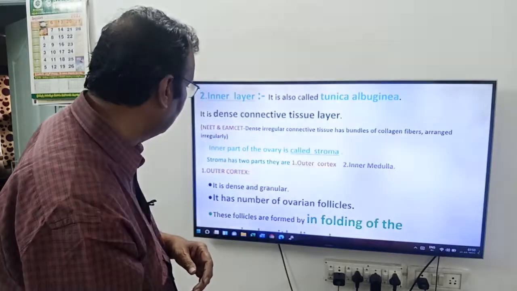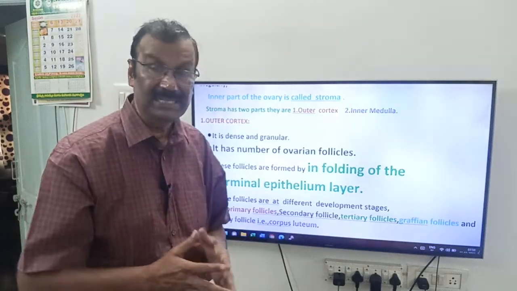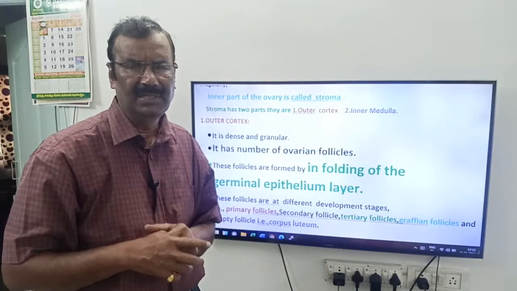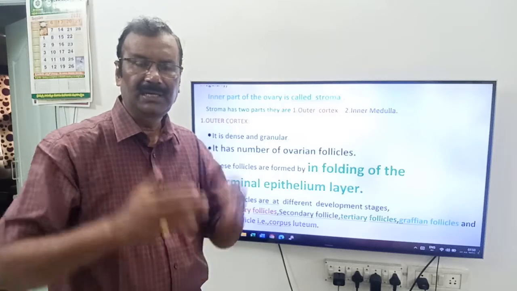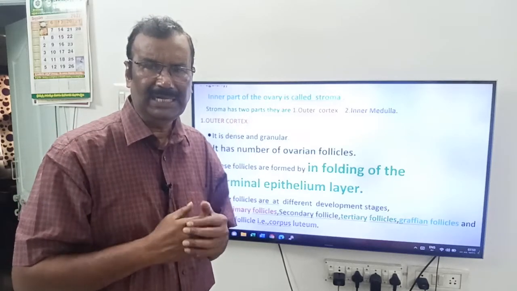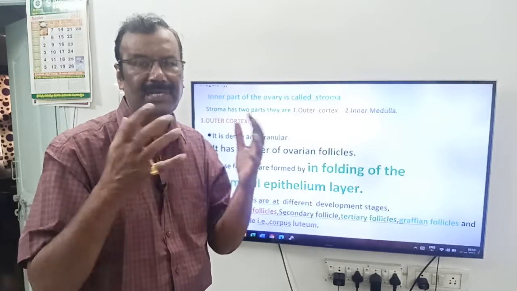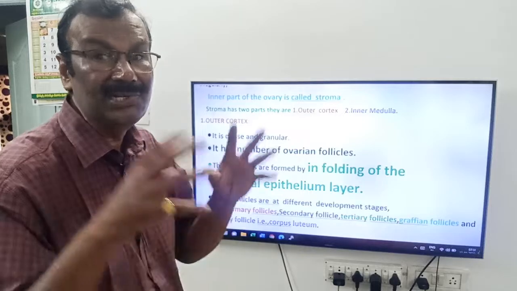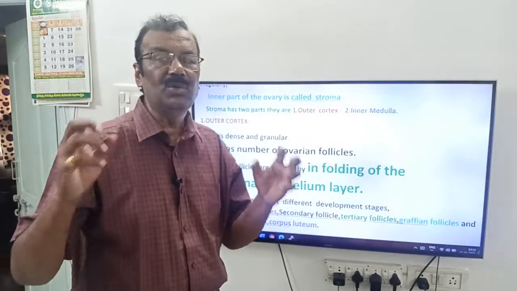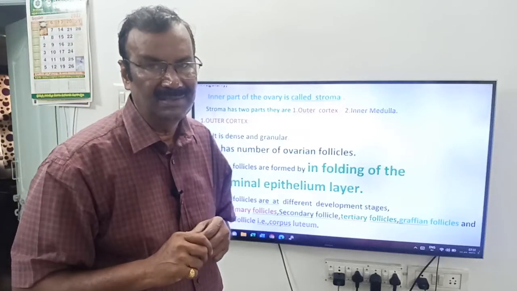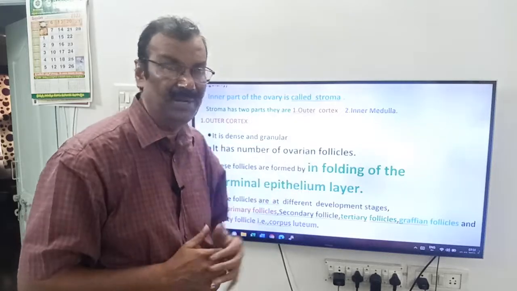Okay friends, now come to the internal structure of the ovary, the inner part of the ovary. Friends, here you remember one word, stroma. See, already we discussed the outer layer and inner layer. Below the inner layer, there is the inner part of the ovary, that is called stroma. What is stroma, friends? The inner part of the ovary is called stroma.